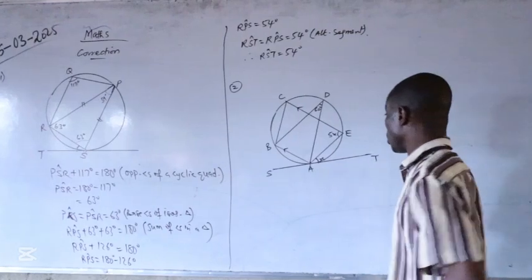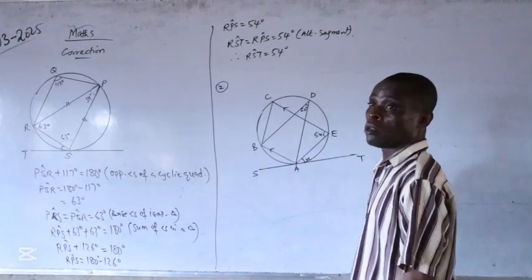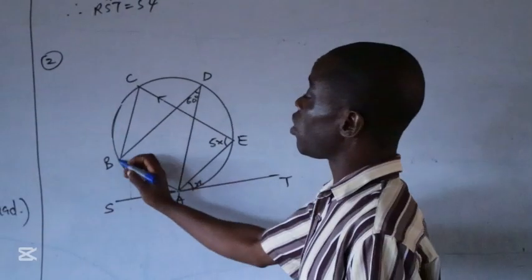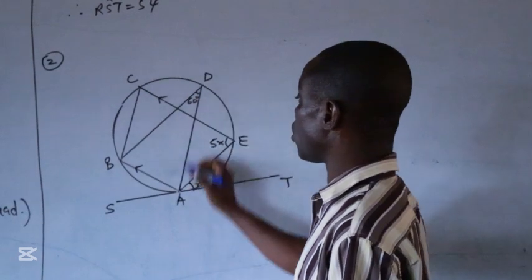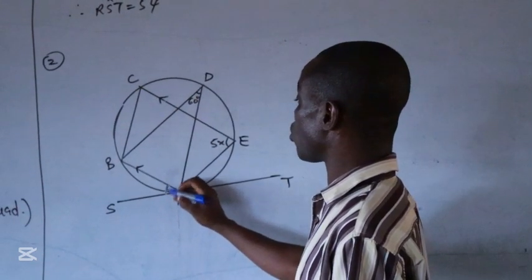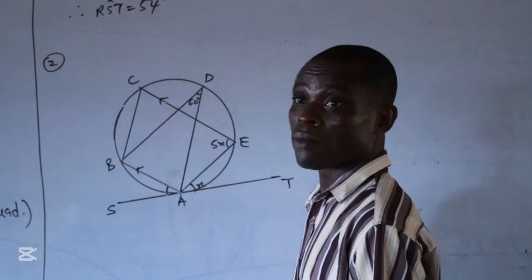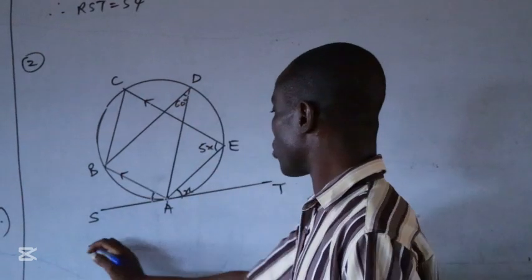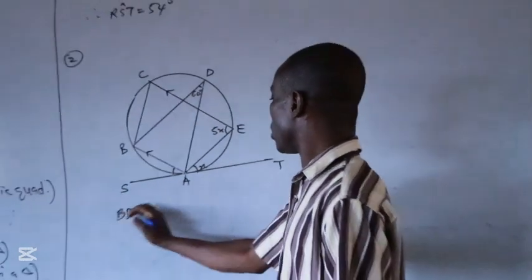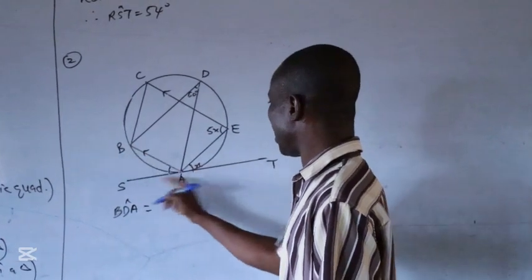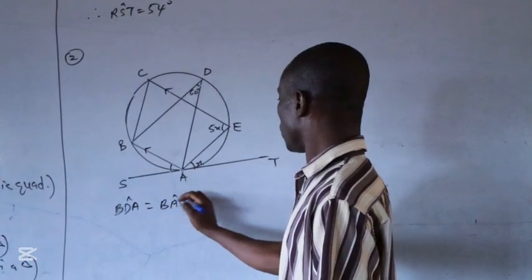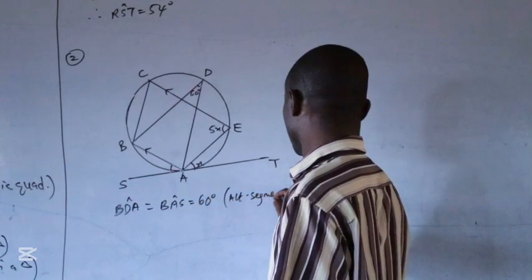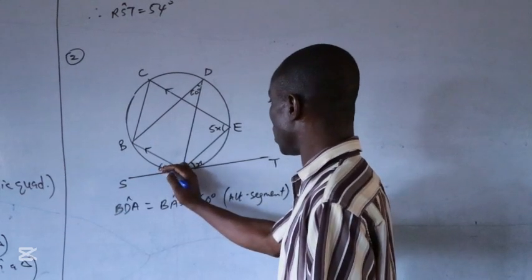But one thing I want to explain here is why you must know how to locate angles in the alternate segment. This is the point of contact, and we have a chord here. And they now form a triangle. You know that the angle that we have here is equal to 60 degrees. So it means that BDA is equal to BAS, which is equal to 60 degrees. Reason: alternate segments. So this angle here is 60 degrees.